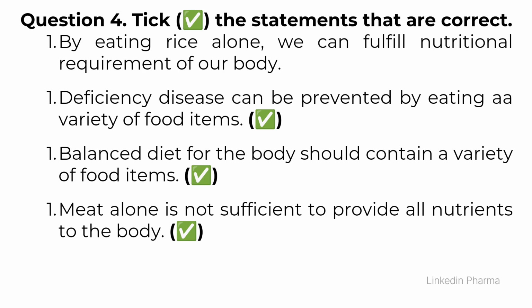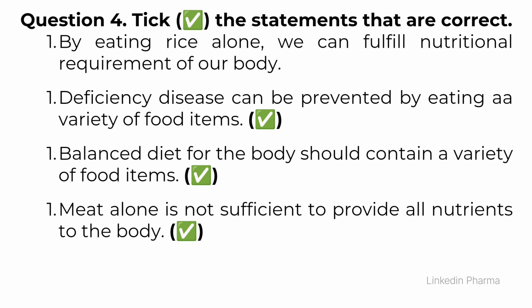Question 4. Tick, check mark the statements that are correct. By eating rice alone, we can fulfill nutritional requirement of our body. Deficiency disease can be prevented by eating a variety of food items. Check mark. Balanced diet for the body should contain a variety of food items. Check mark. Meat alone is not sufficient to provide all nutrients to the body. Check mark.